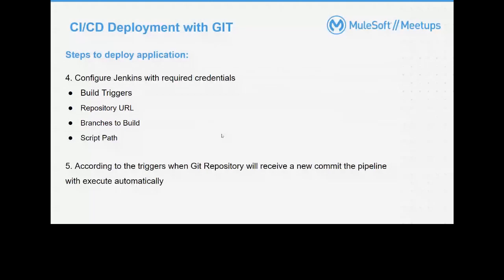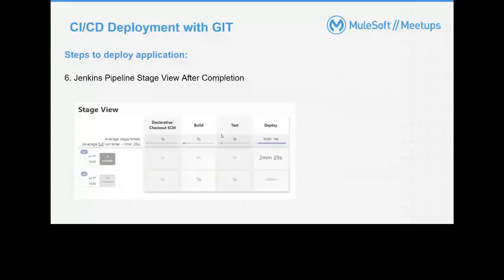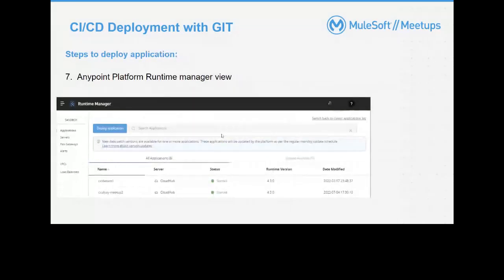Coming to the sixth step, the Jenkins pipeline stage view. It shows how the Jenkins pipeline looks, so I've added it so you can see beforehand how a pipeline looks during execution in the stage view. And in the seventh step, after the pipeline executes and the project is deployed, it runs on the Anypoint Platform Runtime Manager, where we can easily see the deployed application.